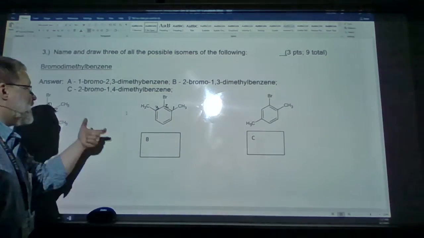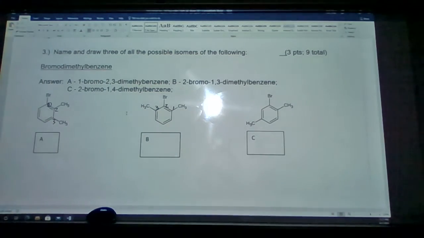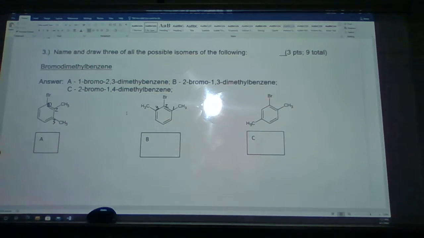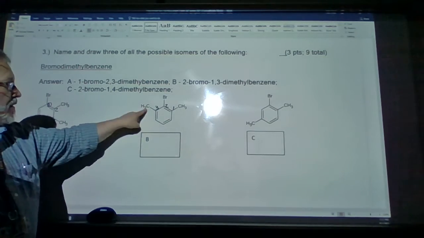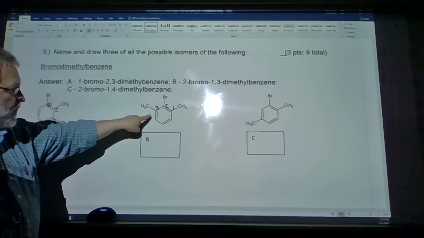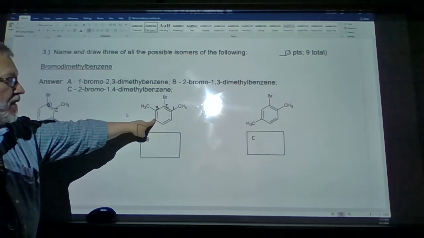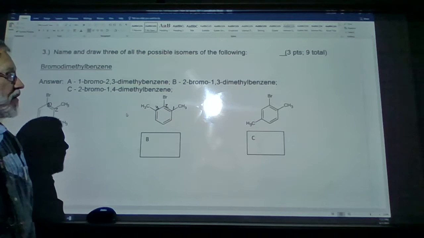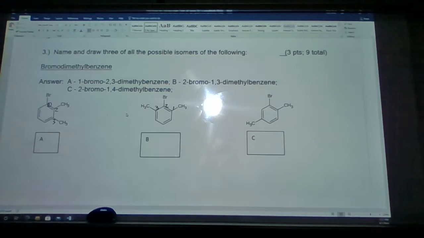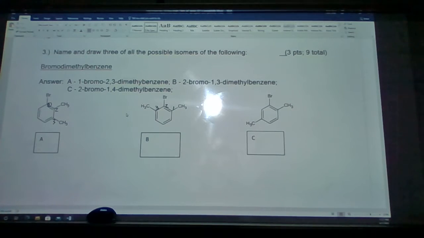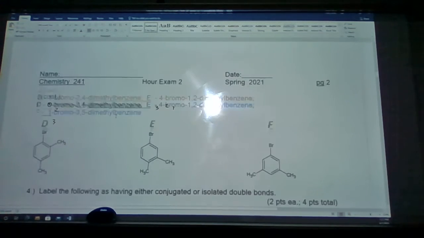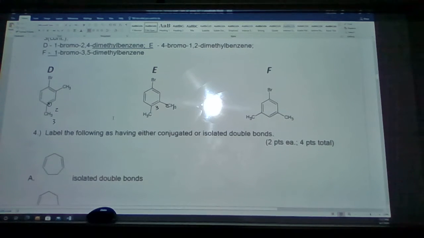Another isomer is compound C. This is 2-bromo, 1,4-dimethylbenzene. You've moved a CH3 group to the next position. You move this CH3 right there. So the dimethyl groups are 1,4 to one another. The bromine is at the 2 position, so 2-bromo, 1,4-dimethylbenzene. Other isomers possible. Yes. 3 more isomers possible.